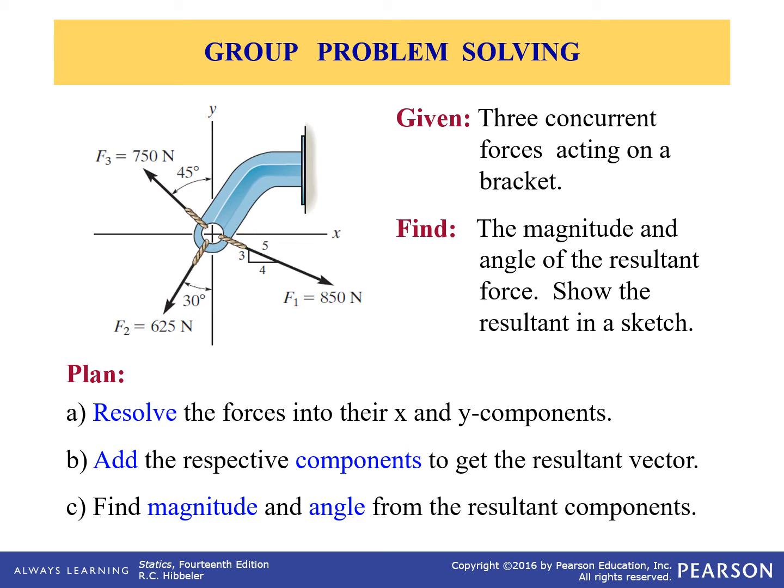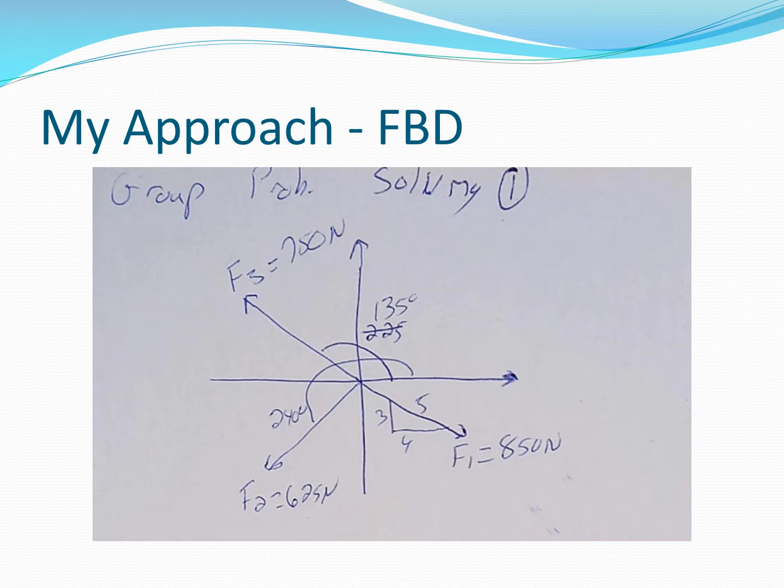So remember, when you see magnitude and angle, remember polar form, we've talked about that before. That's what they're looking for. In this particular case, I'm going to show you my approach to it. Again, I like to try to reference everything from the positive x-axis in a counterclockwise fashion. You can't do that with F1 because they give you the 3, 4, 5 right triangle. So here's my approach.